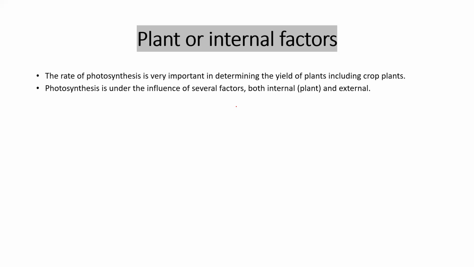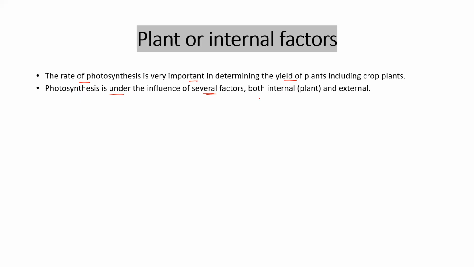In this video, we are going to study the factors which affect photosynthesis. The rate of photosynthesis is important because only then can we determine the yield of the plants. It is under the control of several factors, like internal factors and external factors.